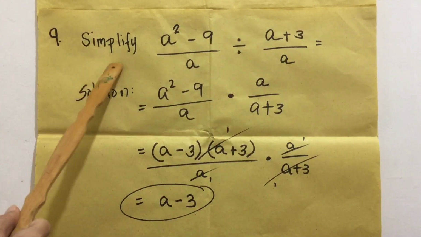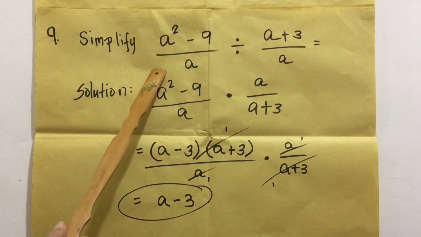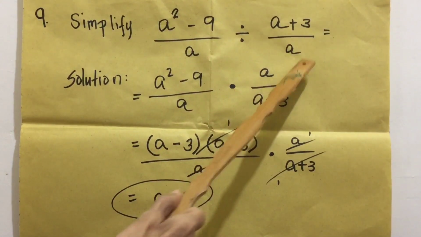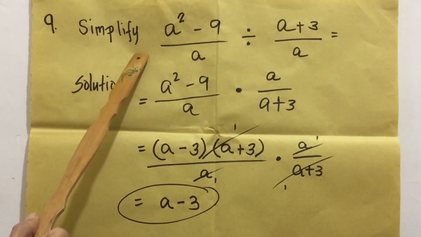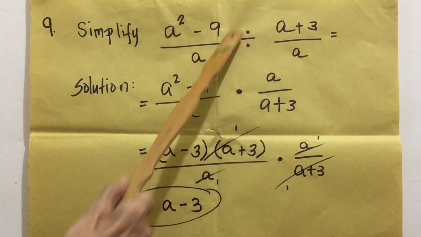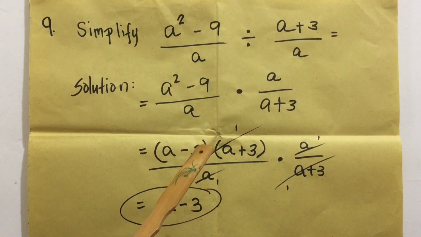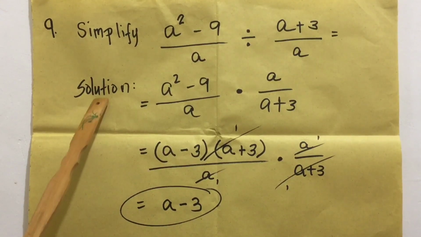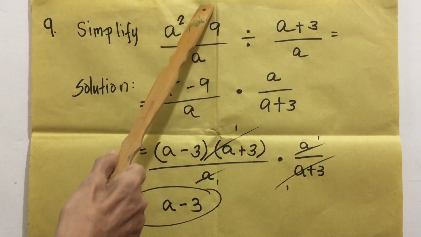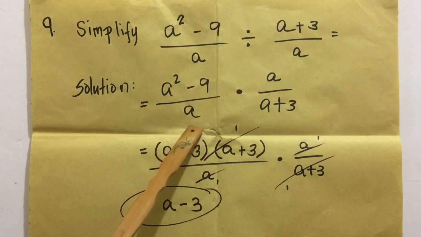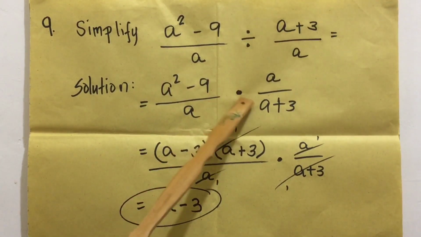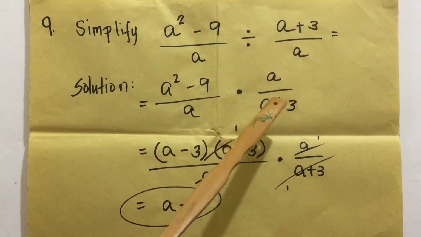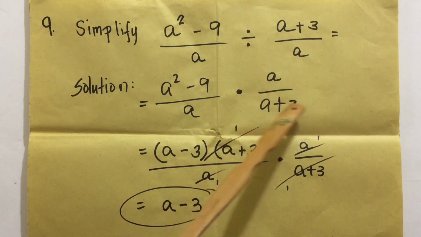Next, number 9, simplify the given rational expression: a squared minus 9 over a divided by a plus 3 over a. So simplify here means to find the quotient because it is division. So we will apply in our solution the reciprocal. First, our solution here is a squared minus 9. Copy first the first rational expression over a. Then change the division to a multiplication symbol. Then we are going to reverse the second rational expression. It becomes a over a plus 3.